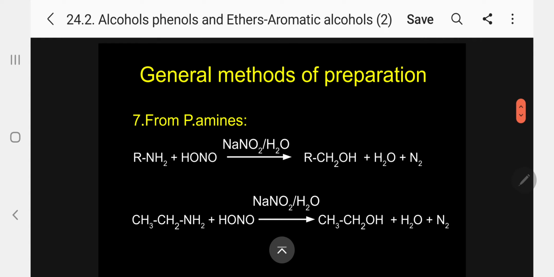The next one, the seventh method, is from primary amines, from which we can get alcohols. Kindly follow.